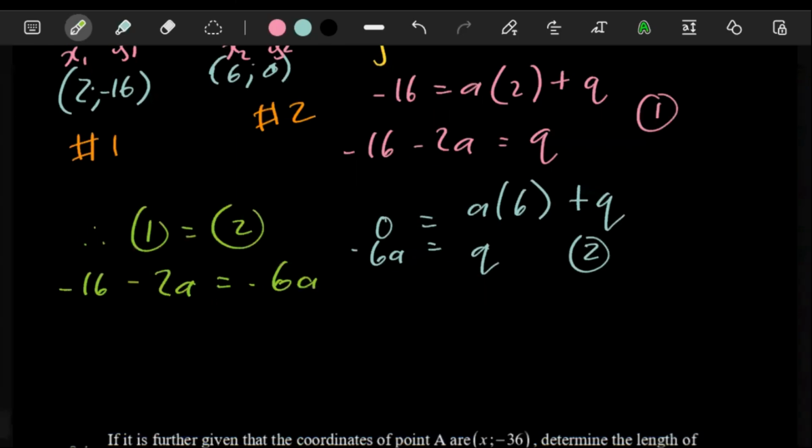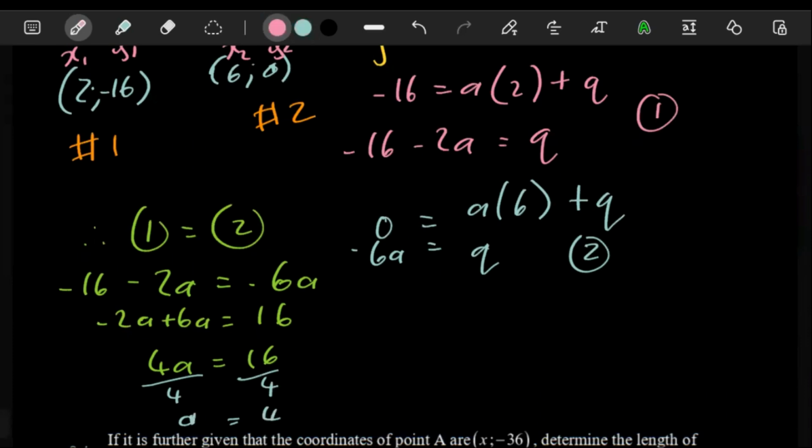So, all this being said, there's going to be negative 2a here. Move this over, that's like plus 6a. Move this over, that's like positive 16. Negative 2 plus 6, that's like a 4. Divide both sides by 4. So a is 4. And then here, therefore, 6 times 4 is equal to q. Negative 6 times 4 is equal to q, which is going to give us negative 24.